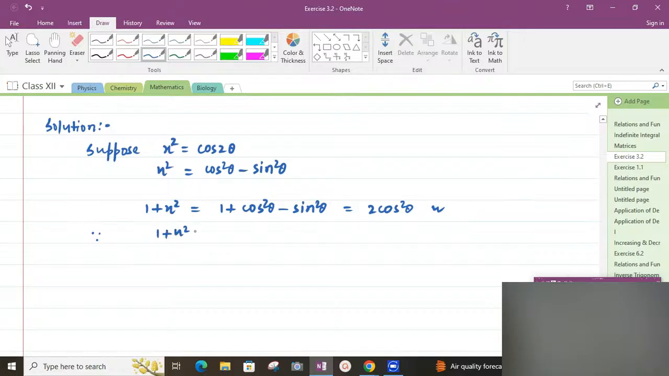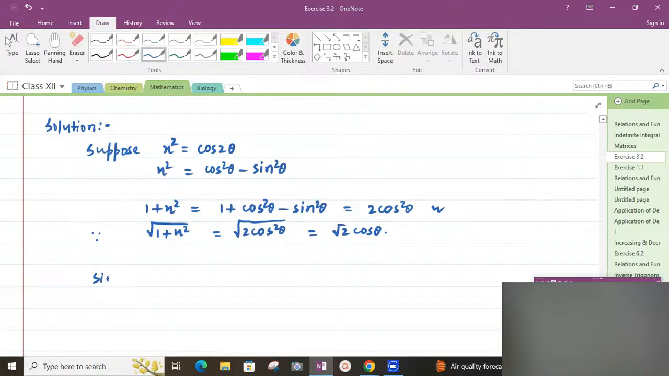1 plus x square over root equal to, here will be 2 cos square theta over root equal to, here will be root 2 cos theta.